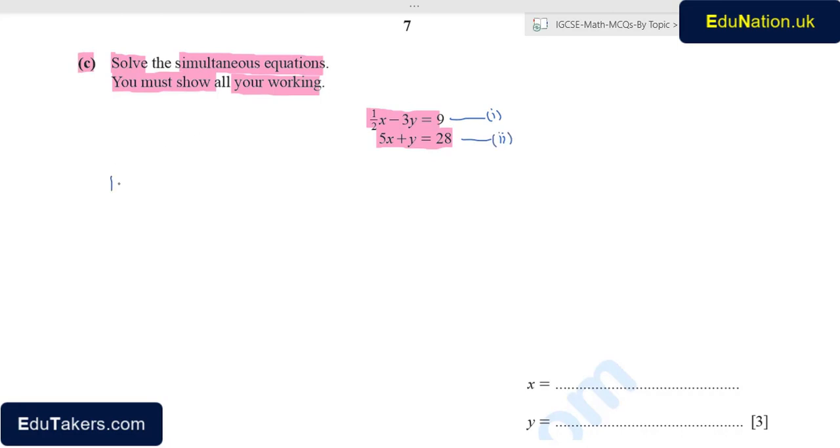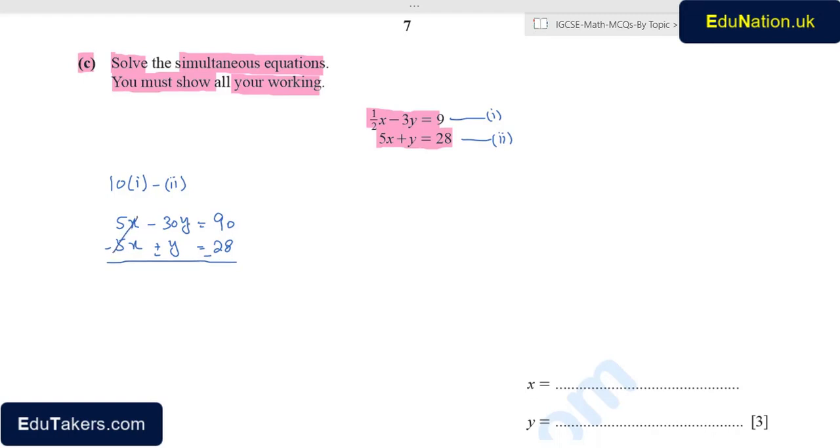Now multiply equation number 1 by 10, and then we will subtract equation 2 from this. So this will be 5x minus 30y equals 90. And equation 2 is 5x plus y equals 28, and we have to subtract, so we will change its sign.